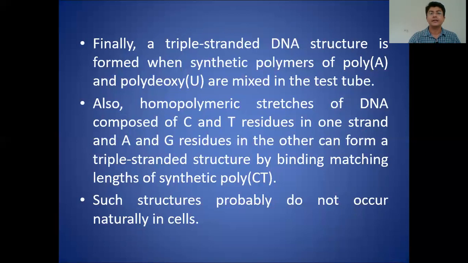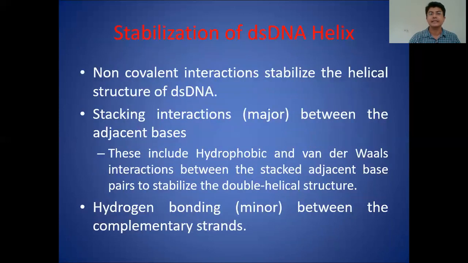Finally, a triple-stranded DNA structure is formed when synthetic polymers of poly A and polydeoxyuridine are mixed in the test tube, and this can result in formation of homopolymeric stretches of DNA composed of C and T residues in one strand and A and G residues in the other. These can form a triple-stranded structure by binding matching lengths of synthetic poly-CT. So such structures generally do not occur naturally in the cells.